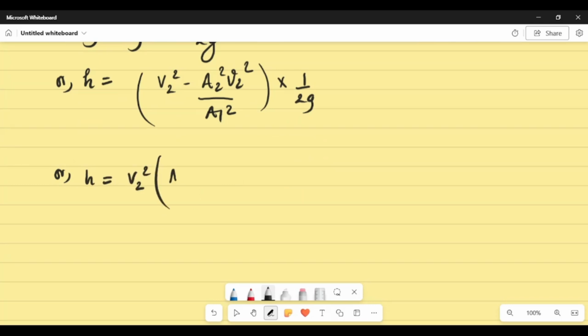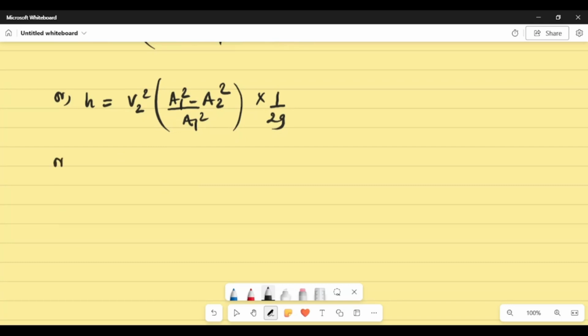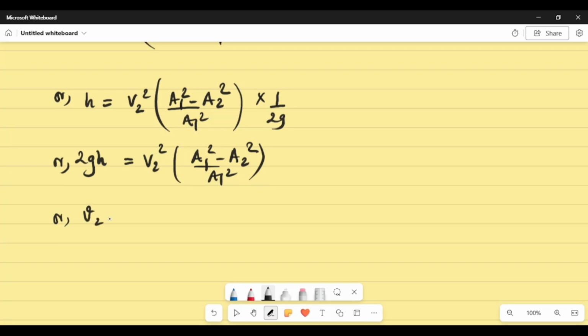All right, now we can write this as h, and we can write V2 square as common, and then we can write A1 square minus A2 square divided by A1 square, and then 1 by 2g. Then we can again write this as 2gh equals to V2 square times A1 square minus A2 square divided by A1 square. Now we can write V2 as root under 2gh, and then root under 2gh A1 divided by root under A1 square minus A2 square.